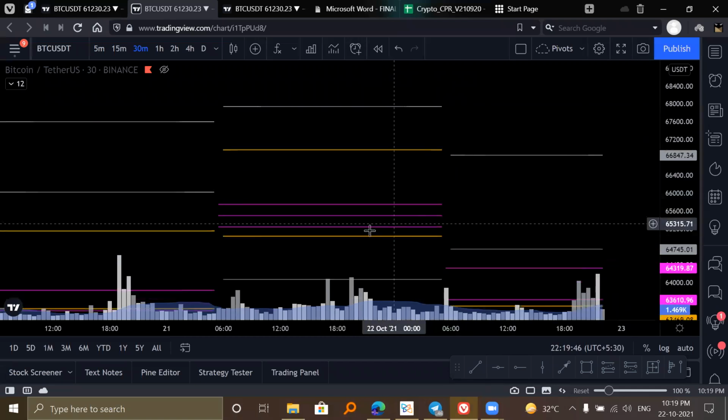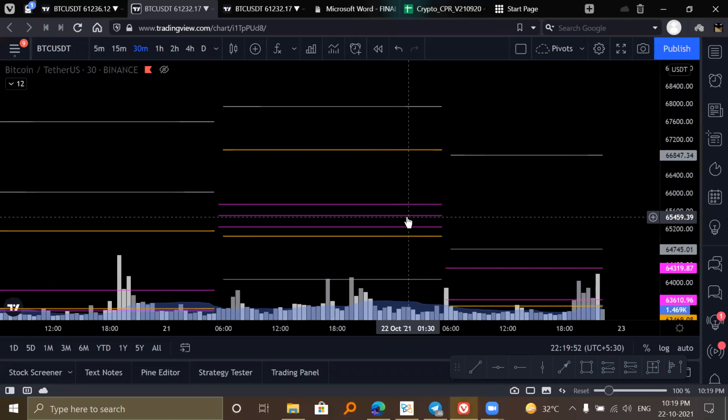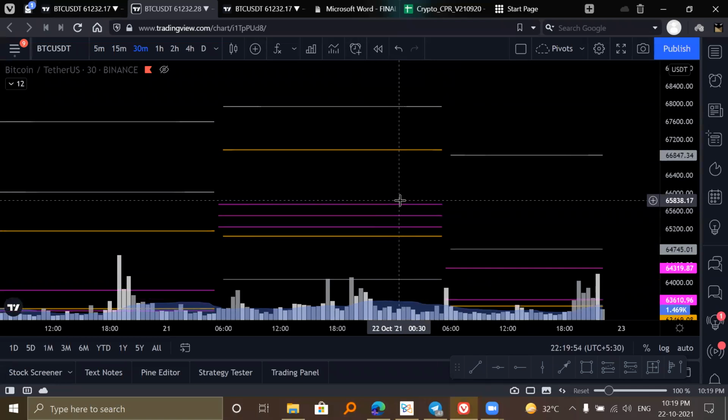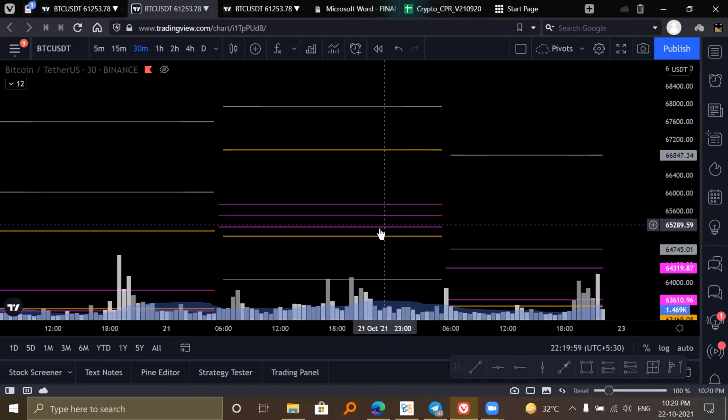Okay, so I was saying that these three lines, this is known as top pivot, this is known as bottom pivot, and this is known as central pivot. Or in short, we can call this TC. The first purple line above is known as TC, the second one is pivot, and the third one is BC.